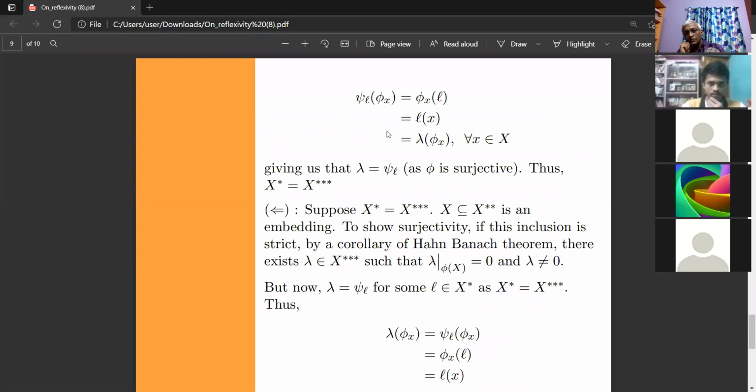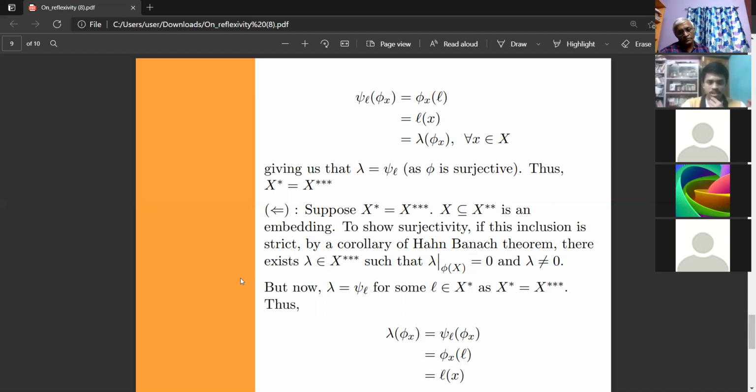So we have that L belongs to H star. We are claiming that psi L is actually lambda. To prove that, psi L of phi h is equal to phi h at L, which is equal to L of h. And this by definition is lambda of phi h. And since phi was surjective because of reflexivity, we have that lambda is equal to psi L. Thus, we got that the embedding psi is a surjective map and H star is equal to H triple star.